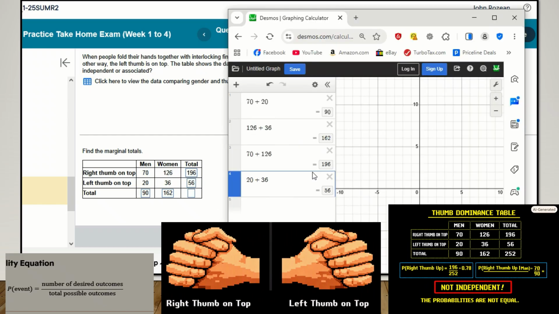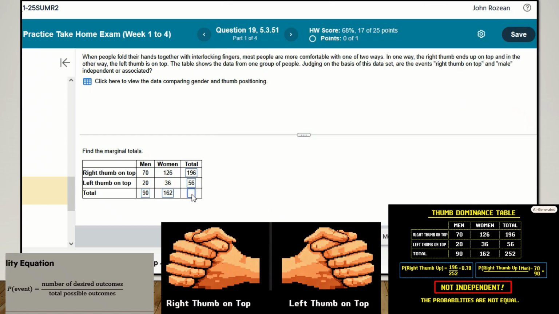And then we'll just double check. Let's check our rows. 90 plus 162, we got 252. Let's check the column. 196 plus 56, and we got 251. Oops, I put 195. That should be a 6. And there they go. See, they both add up to 252. So that's the total sampled here. Let's check our answer. There we go.